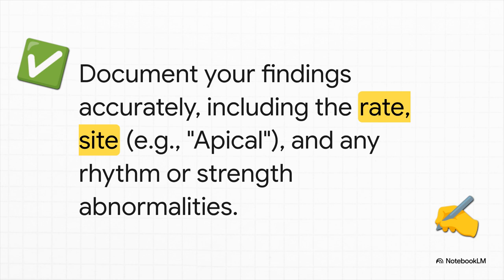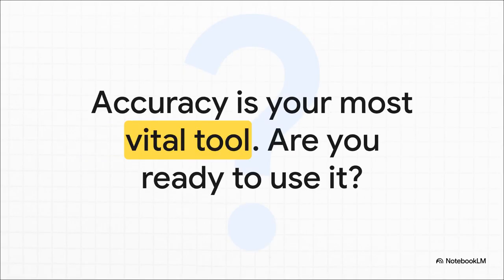And be specific. Don't just jot down a number. Write down the rate, where you took it, like apical, and describe the rhythm and strength. This documentation is your professional legal record of what you found. Look, this skill is truly fundamental. With every single beat you count, you are gathering critical information that protects your patients and helps guide their care. Your attention to detail, your precision, that accuracy is the most powerful and vital tool you have.